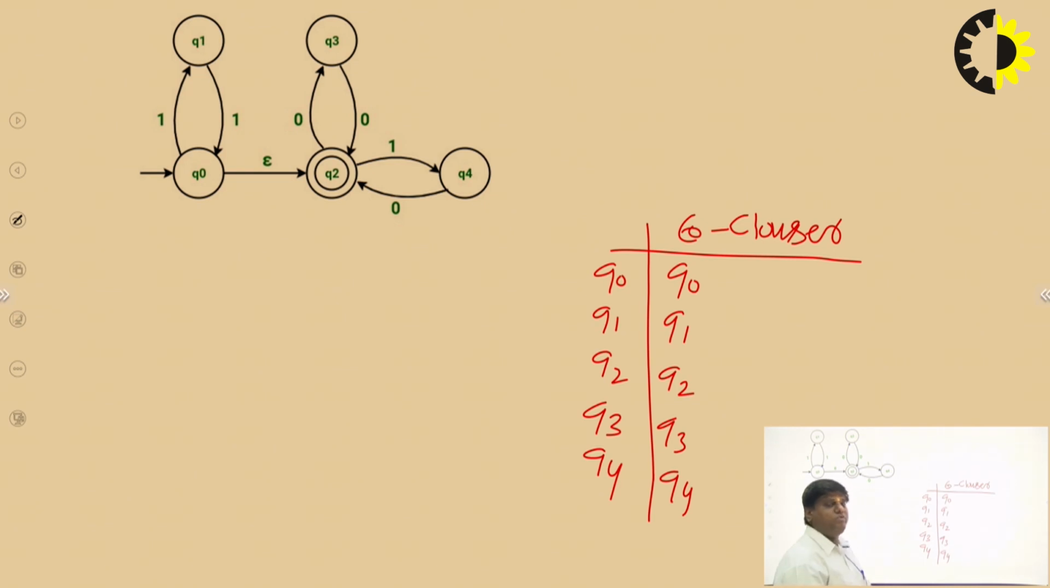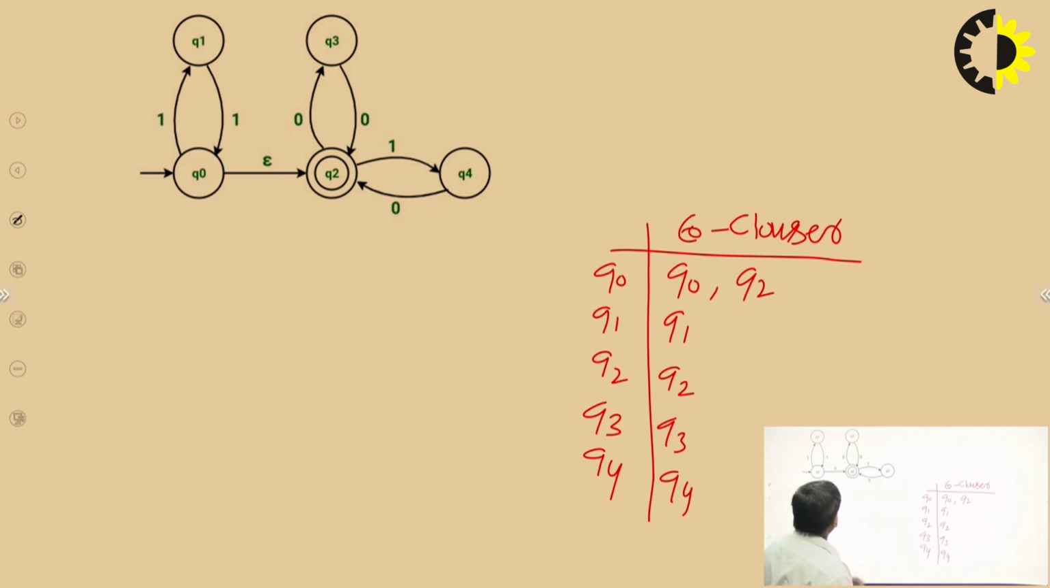The next rule for finding the epsilon closure: we check the maximum number of transitions available on the particular state with the help of epsilon. Now Q0, with the help of epsilon we can move to Q2. Now Q2, any movement possible with epsilon? No movement is possible. Now what is Q1? No movement is possible, no epsilon closure is possible.